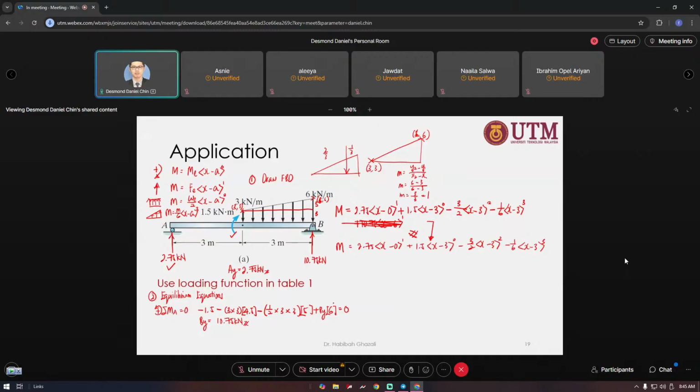Why? As I explained to you, this x represents the specific point that you want to analyze, isn't it? Let's say x equals 0. Let's say x equals 1, x equals 2, 3, 4, 5, and 6, isn't it? Am I right? Yes. Okay, if x equals 0, what happens to this part?